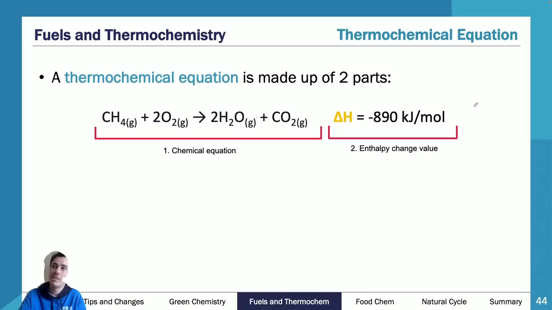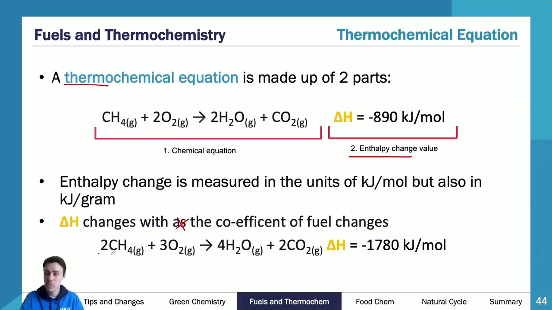Enthalpy change is measured in the units of kilojoules per mole, but also in kilojoules per gram. The delta H changes with the coefficient of fuel. So if I double this, as you can see, I've doubled this equation, so I've doubled my delta H. Again, it's still negative, but I've doubled it because I've doubled this out the front.